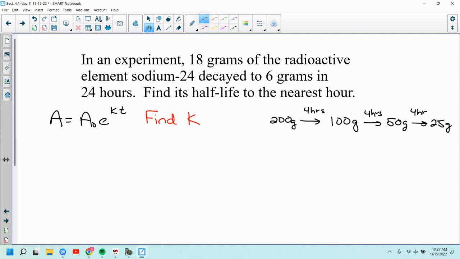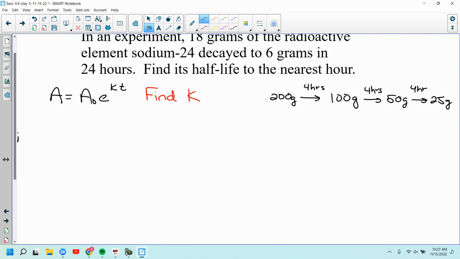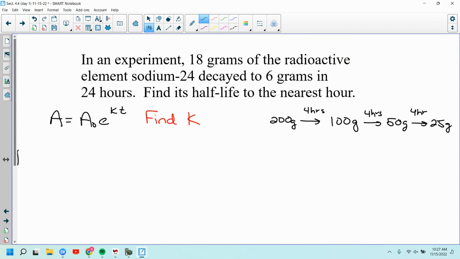What's going to go in for A? The 6 will go in for A. A sub 0 is our initial amount, which is 18. e is e. And the time is what? 24 hours. So I'm going to make this 24k for now. What do I do first? You want to get rid of that 18, so divide both sides by 18. 6 over 18.